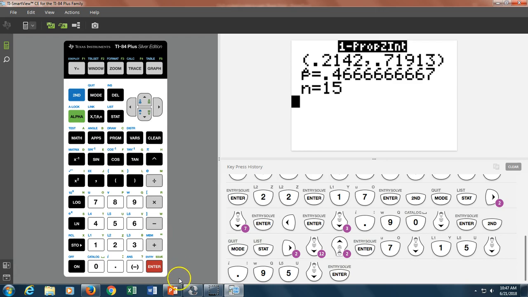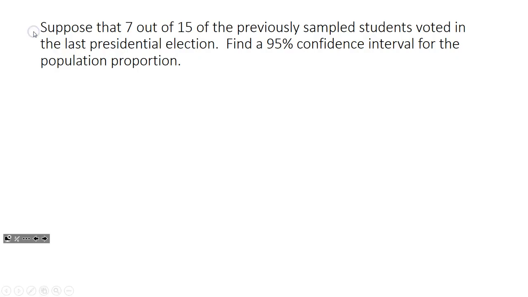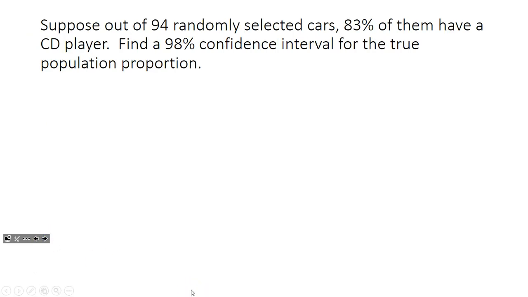Now I have one more example I want to do, and it's because earlier in the week I received several emails regarding a problem like the next one. Suppose out of 94 randomly selected cars, 83% of them have a CD player. Let's find a 98% confidence interval for the true population proportion.